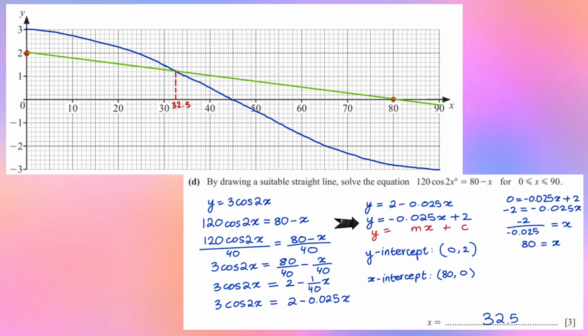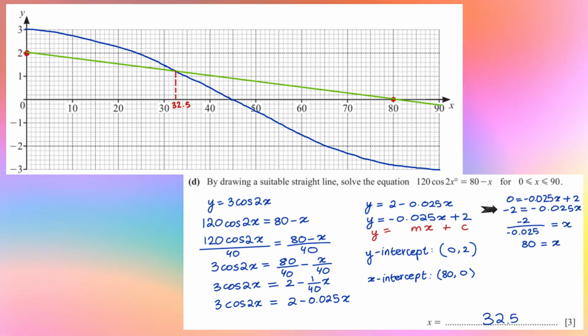Now we have to draw this line across the graph we drew earlier. To draw the line, we need the y-intercept and x-intercept of the line. We know that x equals 0 at the y-intercept, so the y-intercept is the point 0, 2. We know that at the x-intercept, y equals 0. So, we substitute 0 for y in the equation and solve for x. This gives us 0 equals minus 0.025x plus 2.